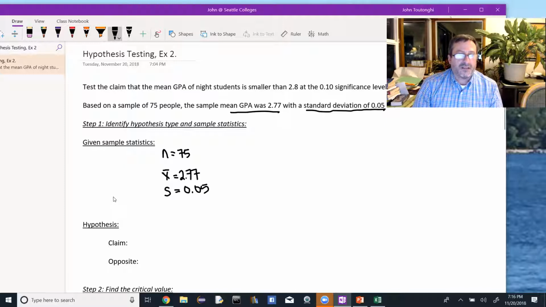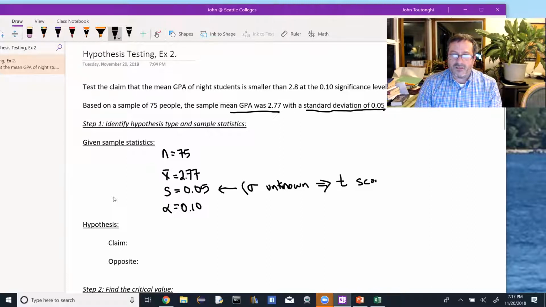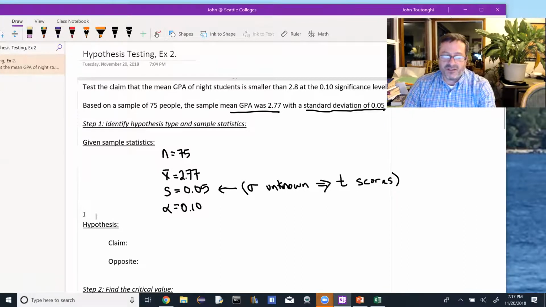Then we need our significance level, alpha, and that's 0.10. Because we don't know the population standard deviation, sigma is unknown, we'll be using the t-scores. In other words, the student t-distribution as opposed to the standard normal distribution when we go to draw our picture and when we go to use our functions in Excel.